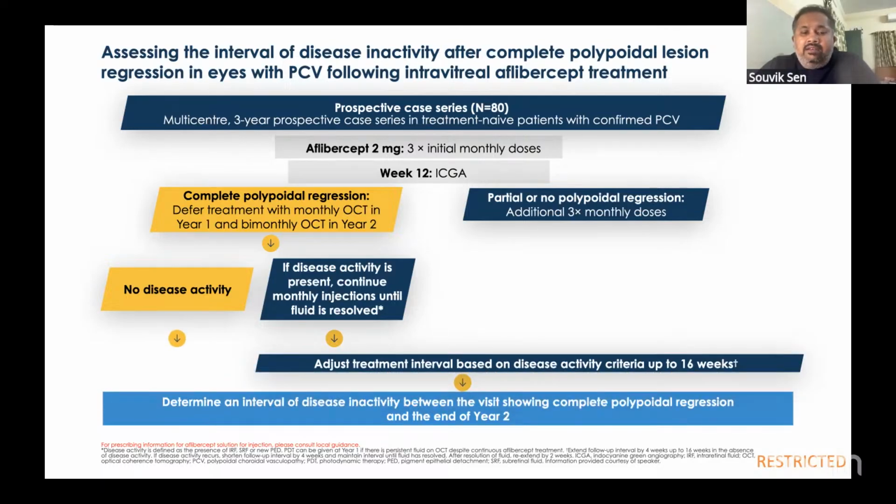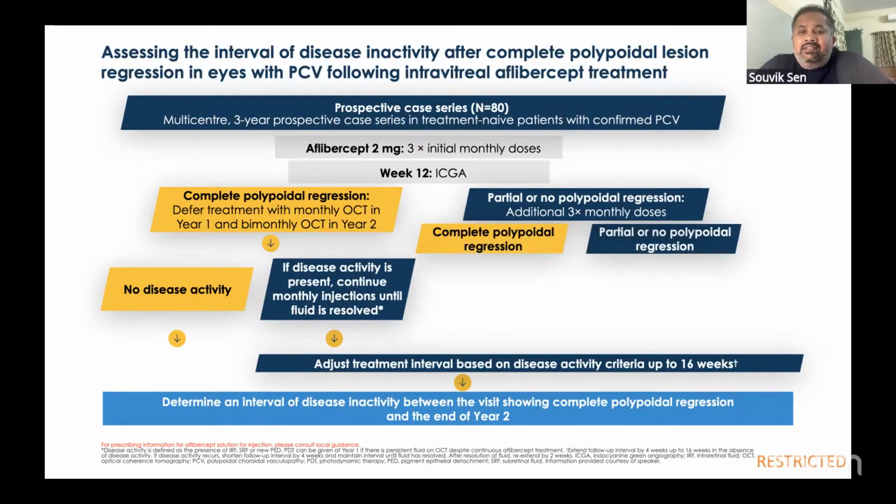And again, we determine at what point the polyps have totally regressed, from that point up to the end of the second year. So that is the interval we're looking at. Now, the second group, who received a loading dose of 3 injections, might have partial or no polyp regression. So in that case, we add another dose of 3 monthly injections.